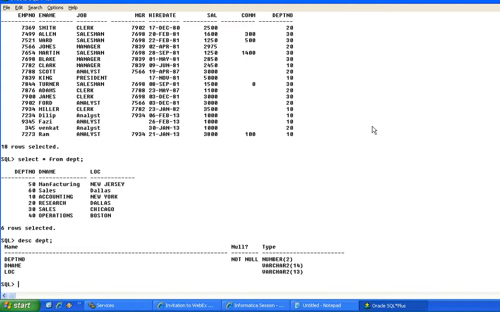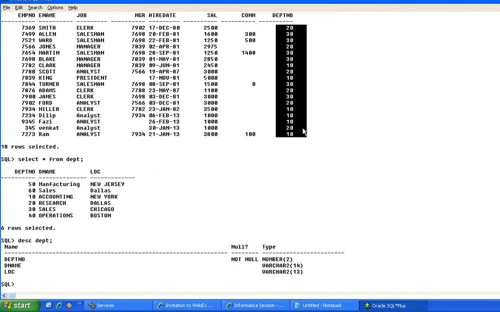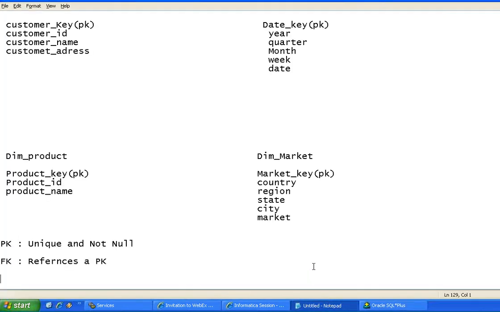This is what we call a reference to a primary key. Always the data should first get loaded into the primary key, then only the data can be loaded into the foreign key. Okay. So the same concept applies here in our Informatica also.